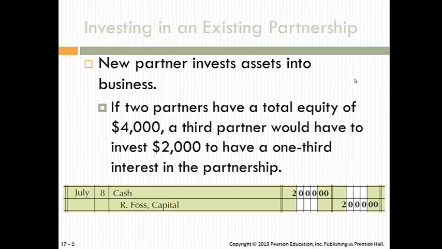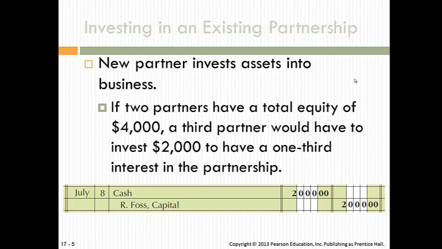Now let's look at the next example, investing in an existing partnership. The example says Roger Foss wants to invest cash in a business so that he will own a 1/3 equity interest in that business. So what must be the value of the assets he invests in order to obtain 1/3 interest? To determine this, we must look at the current equity of the partnership.